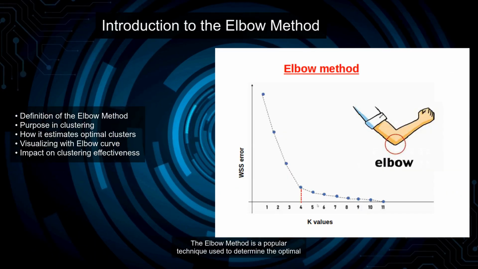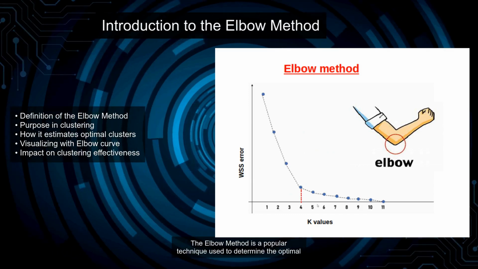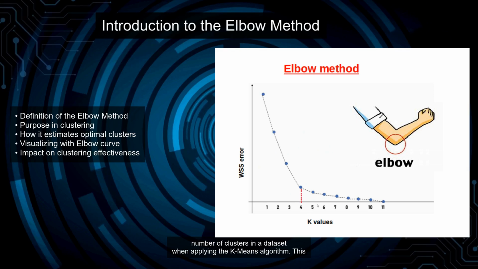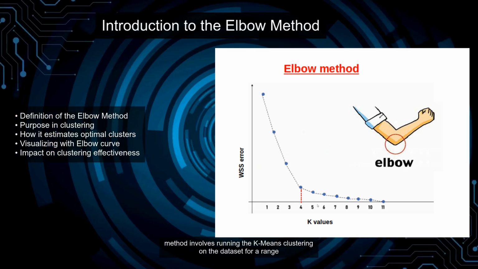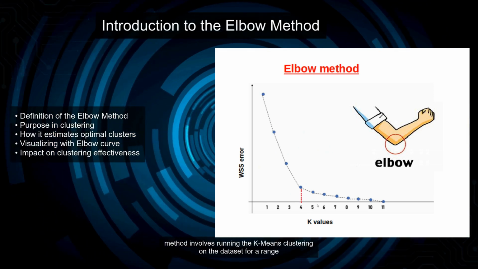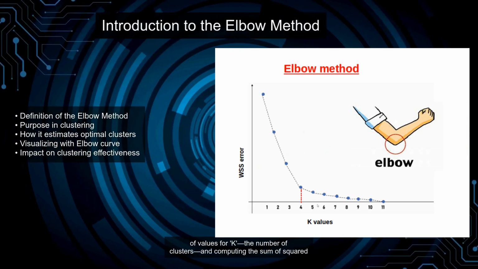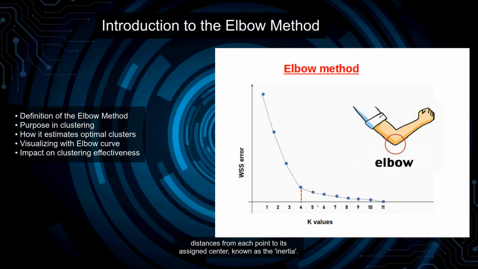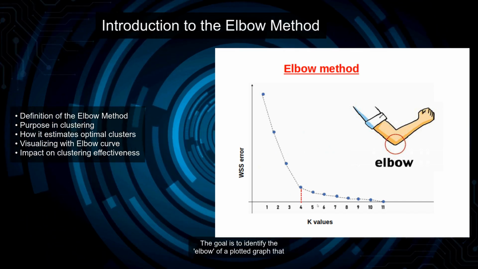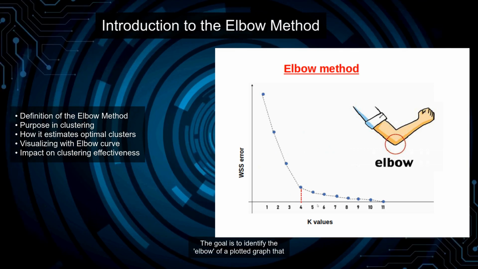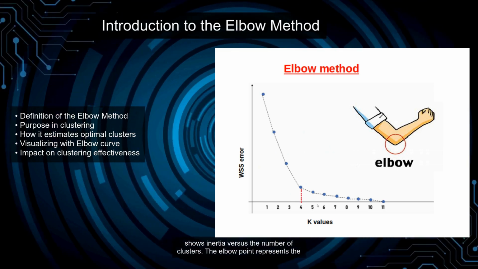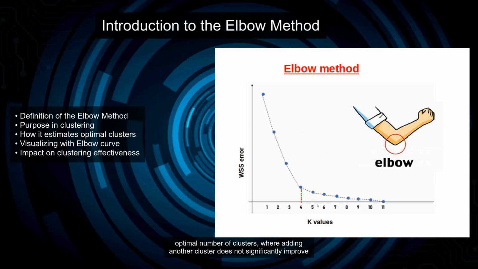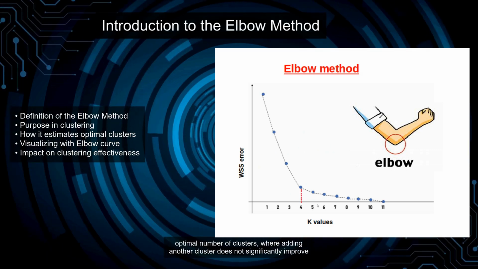The elbow method is a popular technique used to determine the optimal number of clusters in a dataset when applying the k-means algorithm. This method involves running the k-means clustering on the dataset for a range of values for number of clusters and computing the sum of squared distances from each point to its assigned center, known as the inertia. The goal is to identify the elbow of a plotted graph that shows inertia versus the number of clusters. The elbow point represents the optimal number of clusters, where adding another cluster does not significantly improve the model's performance.